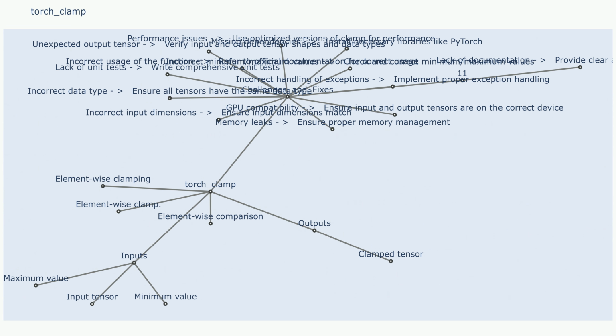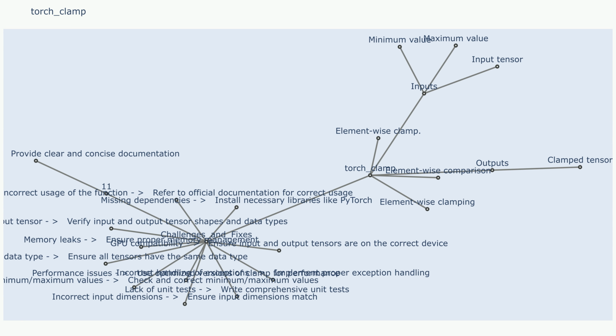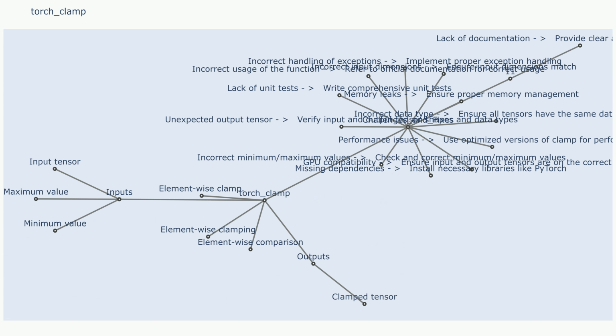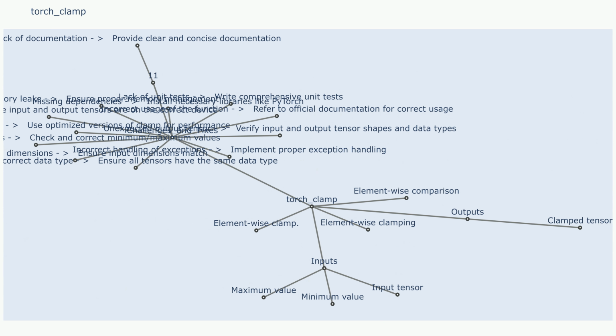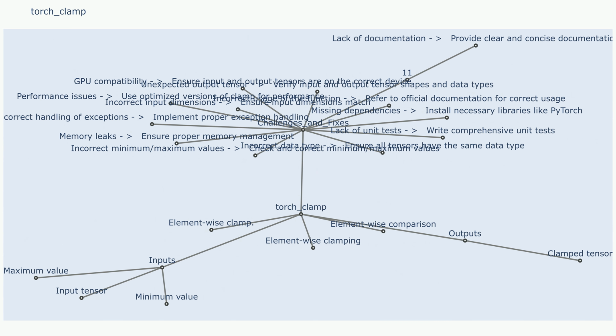Challenges and fixes. Challenge 1: input tensor is not a valid tensor. Sample use case that resulted in challenge 1: passing a non-tensor object as input. Fixes to challenge 1: ensure the input is a valid PyTorch tensor. Challenge 2: minimum value is greater than the maximum value. Sample use case that resulted in challenge 2: calling torch.clamp with min 10 and max 5. Fixes to challenge 2: ensure the minimum value is less than or equal to the maximum value.